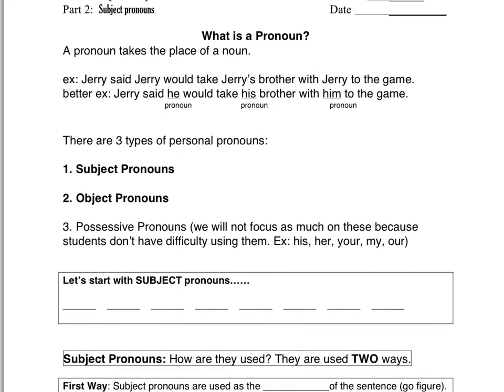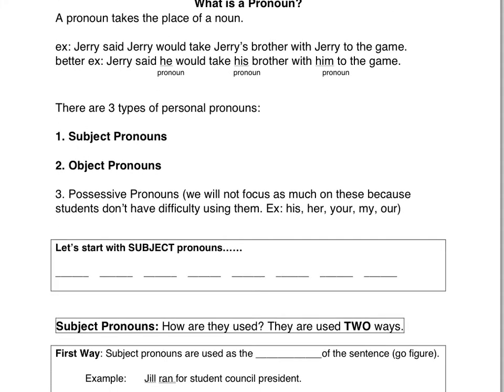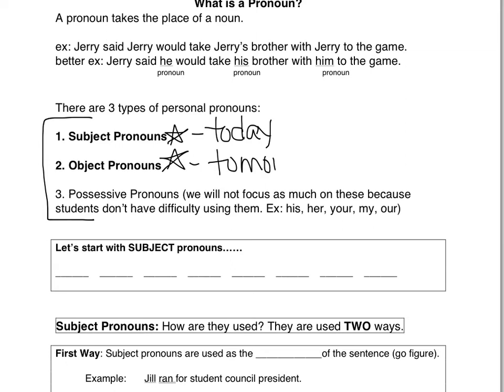We talked about subject pronouns. There's actually 3 types of pronouns. The only 2 we are going to focus on this week are subject and object pronouns. Today we will do the subject pronouns. Tomorrow we will do the object pronouns. We're not going to worry about possessive pronouns at all because you don't really misuse these words. So let's start with the subject pronouns.